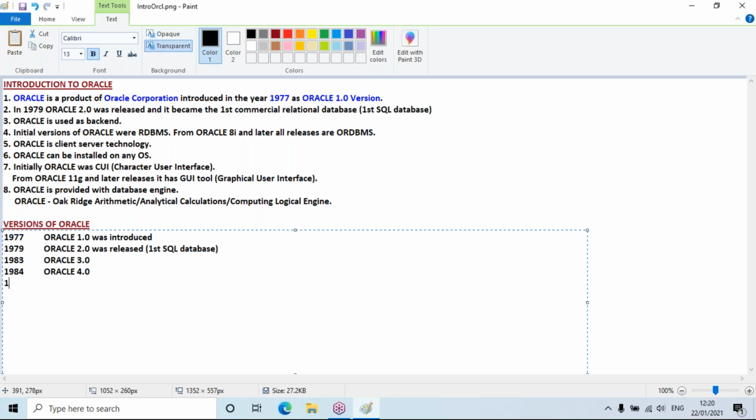Then in 1985, Oracle 5.0. So 83 was 3.0, 84 was 4.0, 85 was 5.0. After that, in 1988, they came up with Oracle 6.0. In 1992, they came up with Oracle 7.0. Then in 1997, they came up with Oracle 8.0.